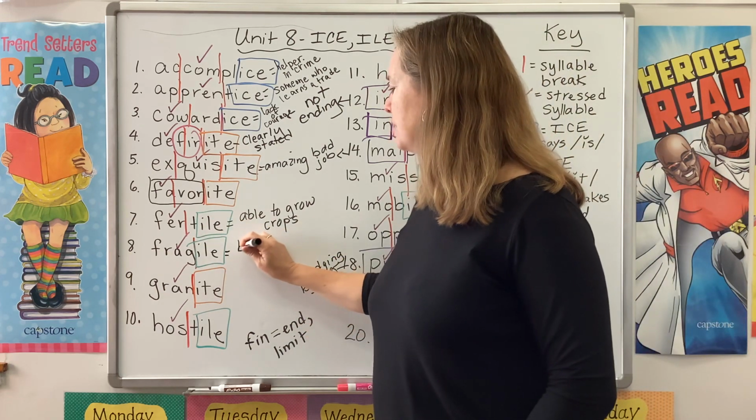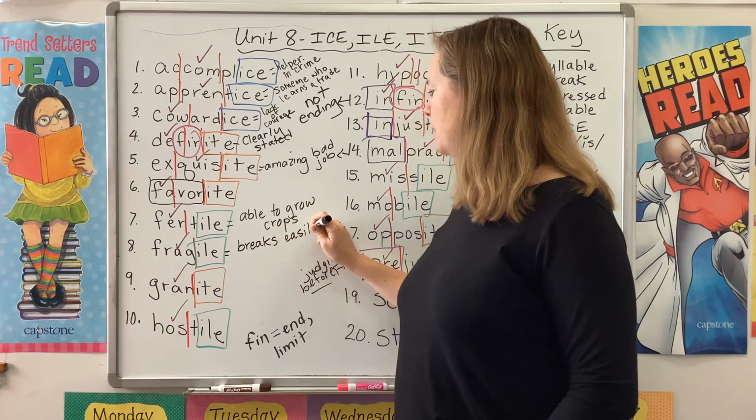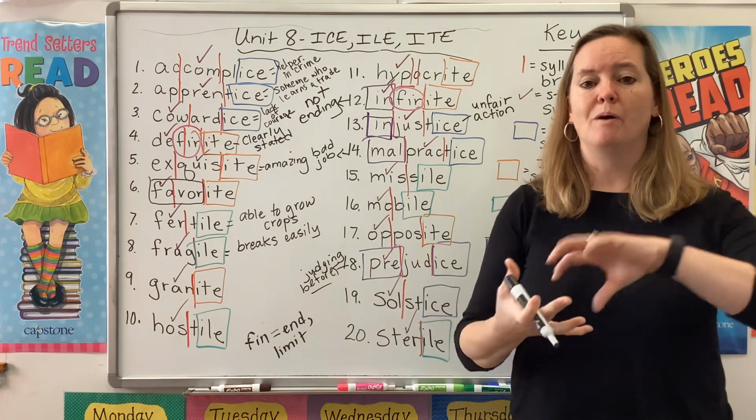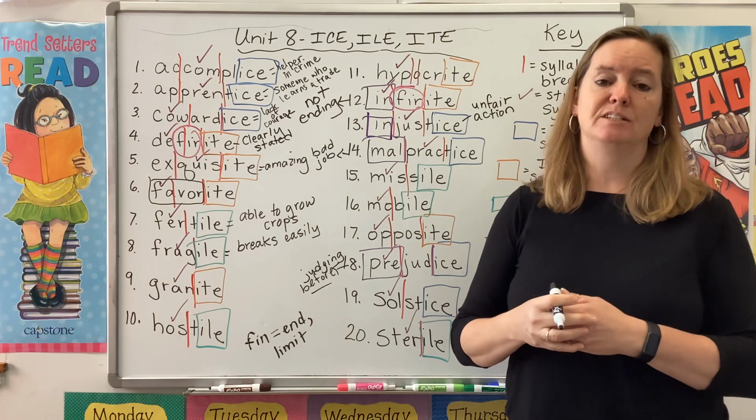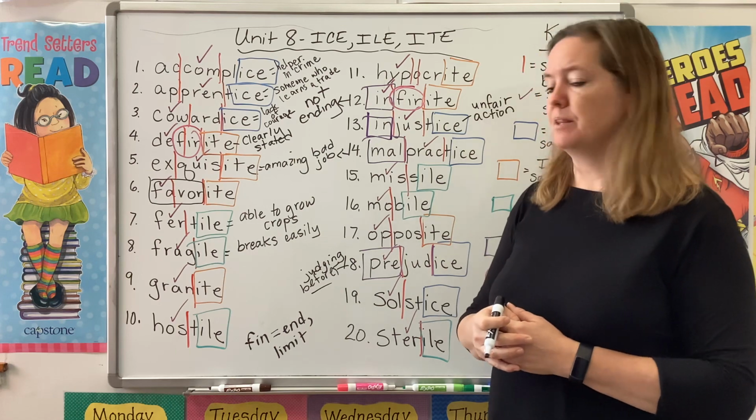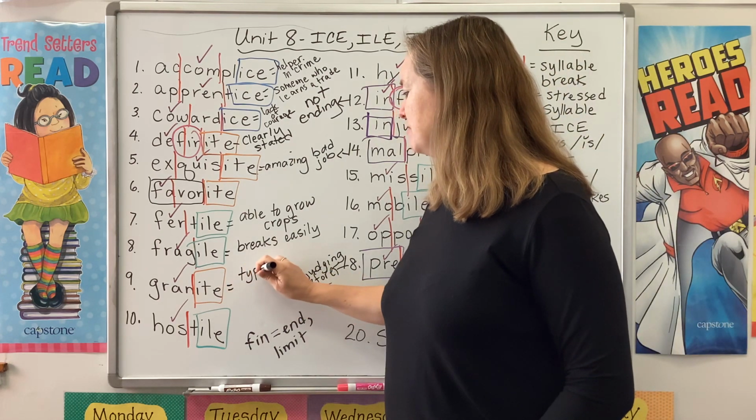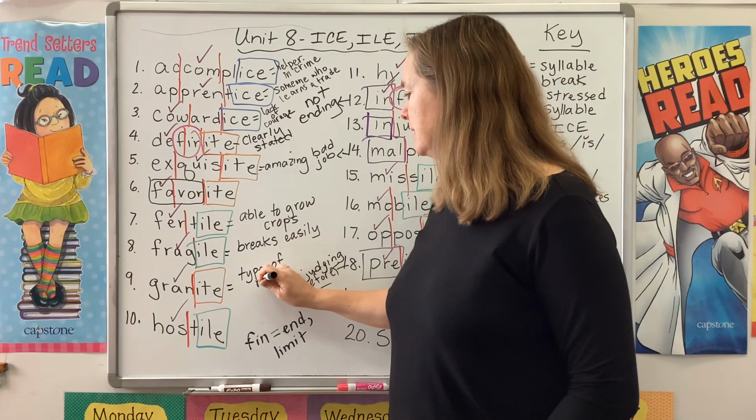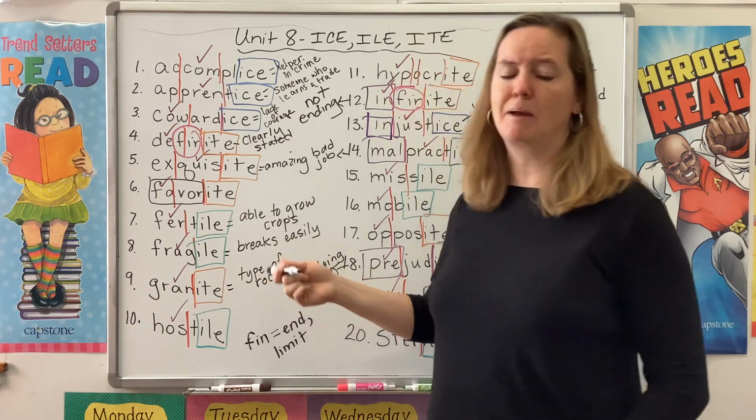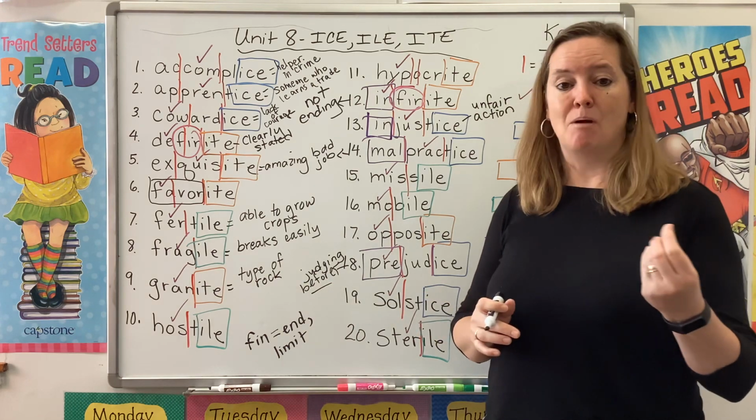Fragile means something breaks easily. So if you are moving to a new house, you want to wrap all your glasses and dishes because they are fragile and you don't want them to break during the move. Granite is a type of rock. It's a very pretty rock too. Sometimes people have granite countertops in their kitchen and they have that marbly color.